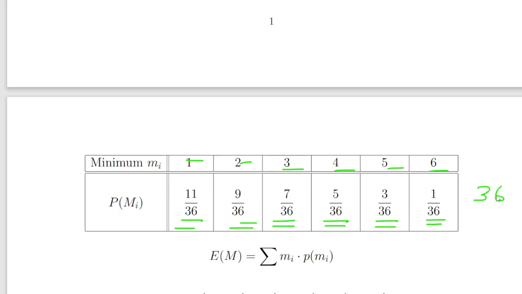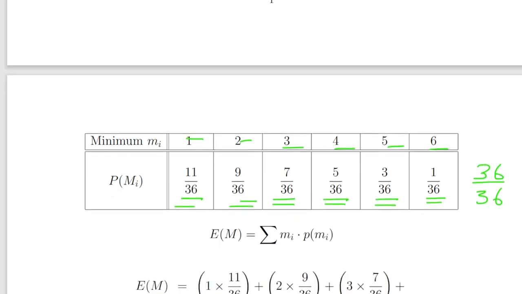Something you should do is just check that does that add up to 36. Yes, it does. 11 plus 9 is 20, plus 7 is 27, plus 5 is 32, plus 3 is 35, plus 1 is 36. So 36 out of 36.